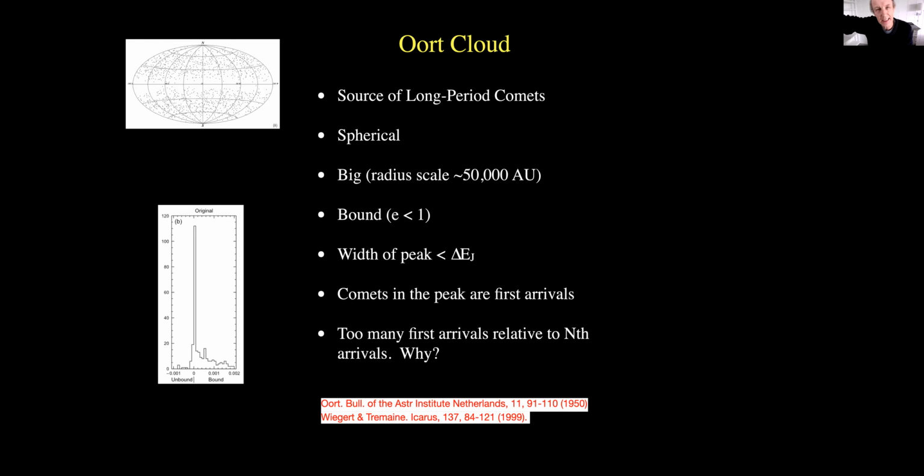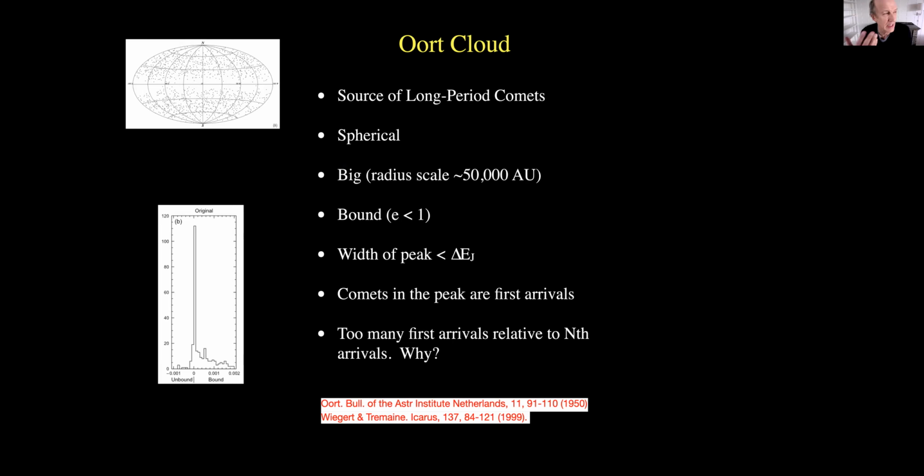So they were probably kicked out by some external perturbation from a passing star, and they've fallen for 10 million years to come in, and then we suddenly see them in the planetary region of the solar system. The ones in the peak are the first arrivals. Oort noticed that there are too many first arrivals compared to second and third and fourth and fifth arrivals, which appear over on the right-hand side of the peak.